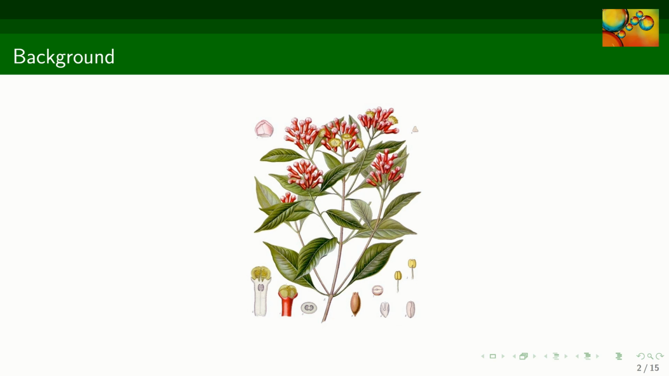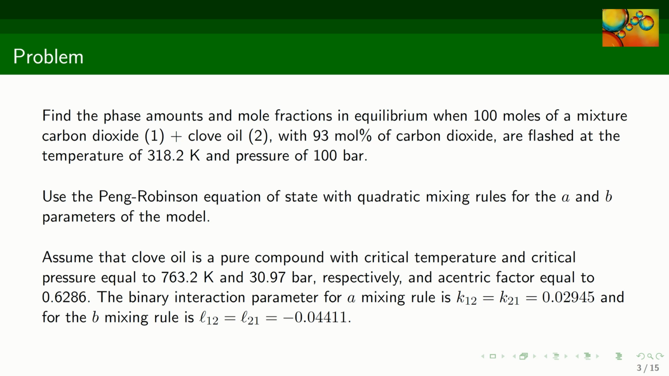Our example deals with a mixture of carbon dioxide and clove oil. Clove oil is of vegetable origin and is a complex mixture of many compounds. For simplicity, we'll lump all of them as a single pseudo-compound. Specifically, we are going to deal with a mixture that contains 93% on a molar basis of carbon dioxide at a temperature of 318.2 Kelvin and at a pressure of 100 bar. Such high pressures are typical of supercritical fluid extraction processes.